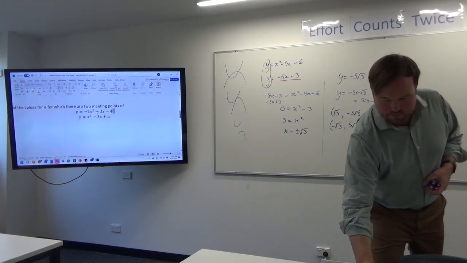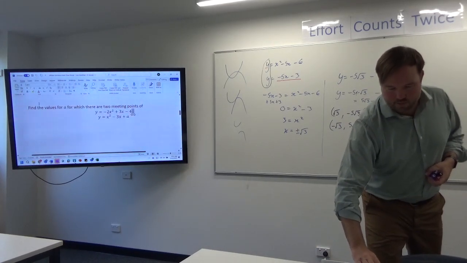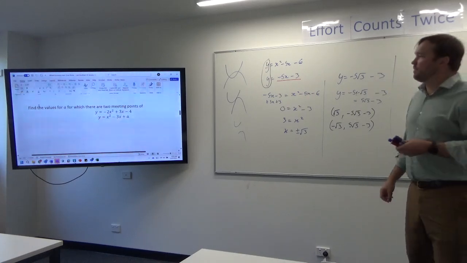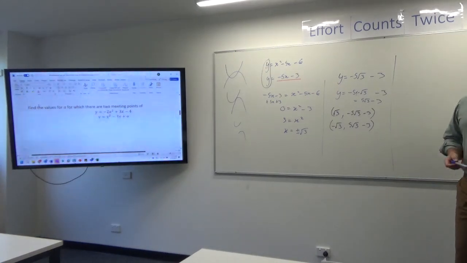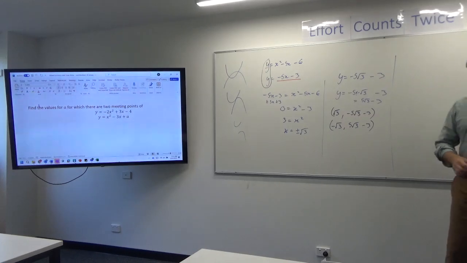Alright, next question. And this is one where the calculator is of limited use. Find the values for a for which there are 2 meeting points.